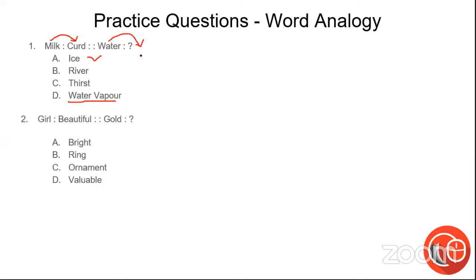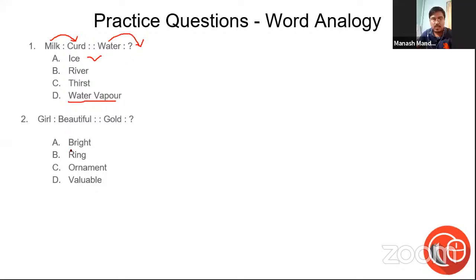Okay. So many of you have answered this as bright. Aditi has answered this as valuable. Two of you have answered. So Shreya has answered it as ornament. See, girl and beautiful. What is the relation between these two? Beautiful is describing the outer side of this girl, not the inside of this girl. The girl is beautiful from the outside. That is the relationship.